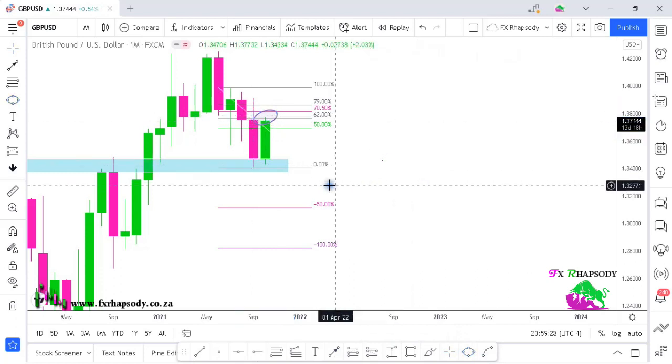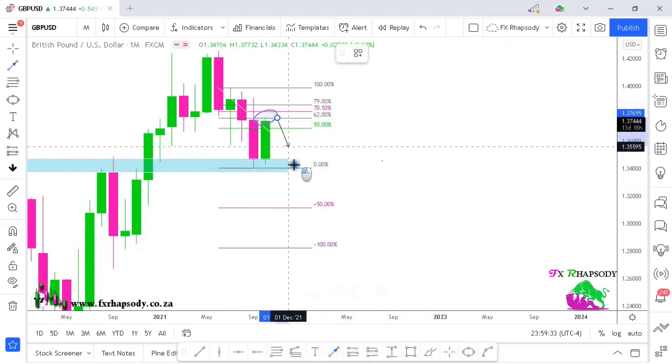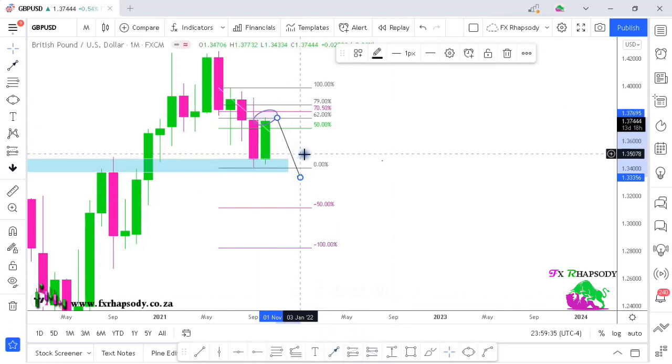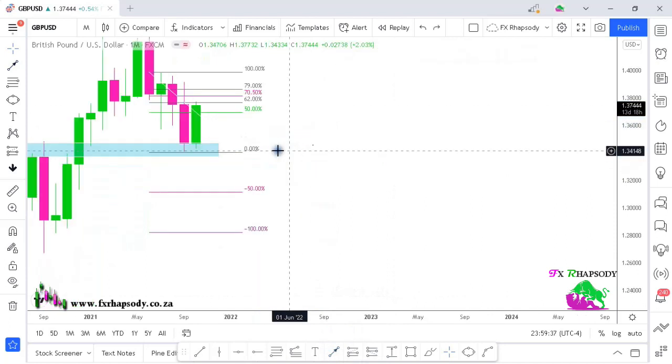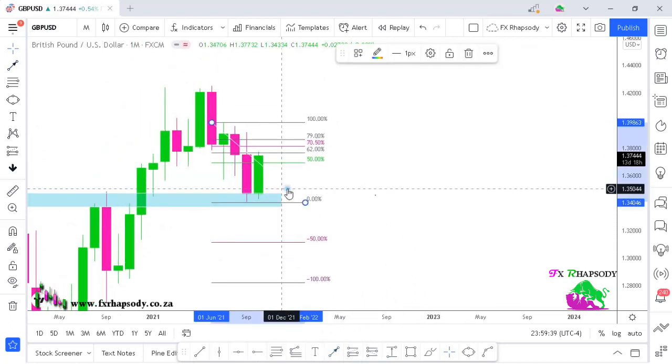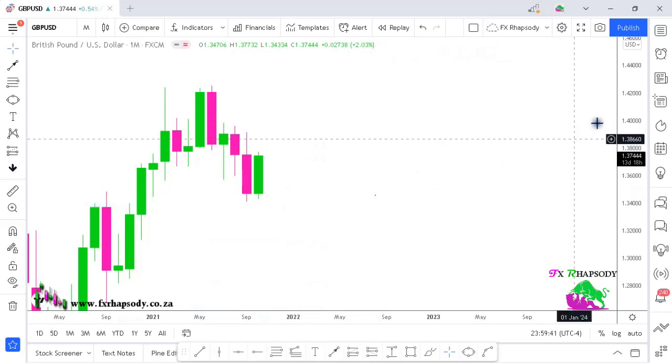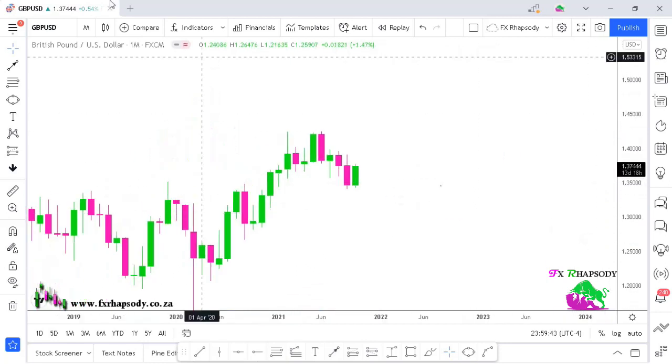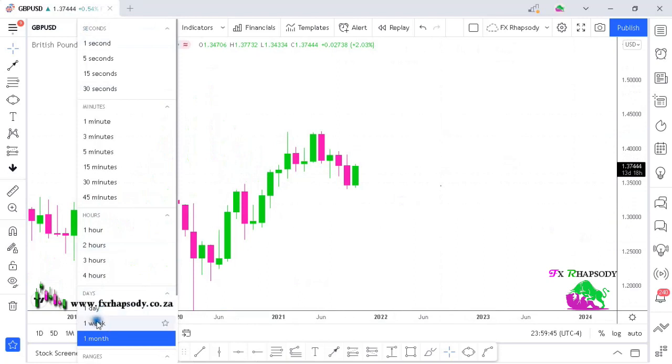So now it's a case of, will price carry on to the downside? Will that be the retracement? But this is a very high time frame. So let's just drill down to the weekly and see what is happening, get a clearer view.